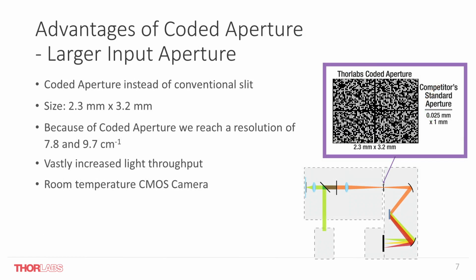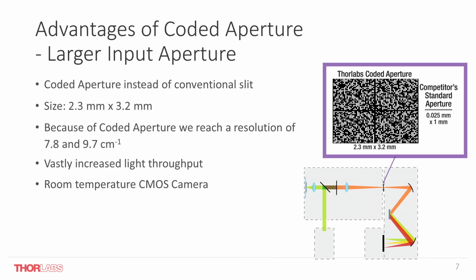For the most part, the design of our spectrograph is very similar to a conventional one. But instead of the slit, we have a significantly larger coded aperture at the input of our spectrograph. It is 2.3 by 3.2 millimeters. You can see the size difference between our coded aperture and a conventional slit aperture illustrated here. Normally, a large aperture would decrease the spectral resolution to a point where it is difficult to get useful information out of the Raman spectra.